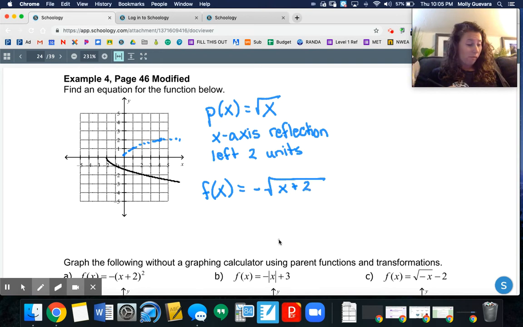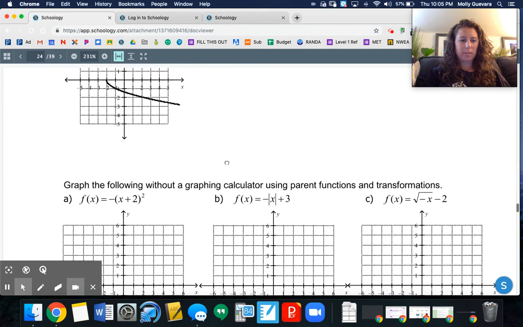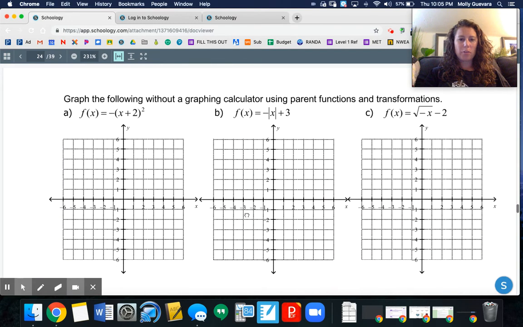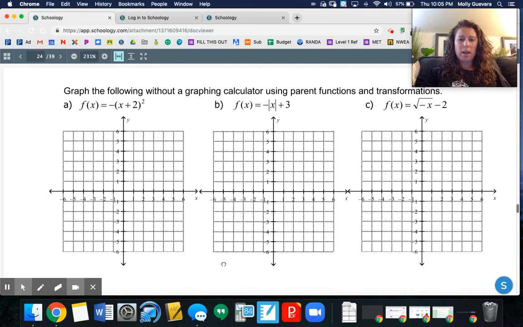And that's it. No big deal, right? No big deal. All right, same thing here for A, B, and C. I'm going to scroll down here. Graph the following without using a graphing calculator, using parent functions and transformations. So I want you to try these, and I'm going to put the answers up. And so when you're ready, go ahead and check your work.